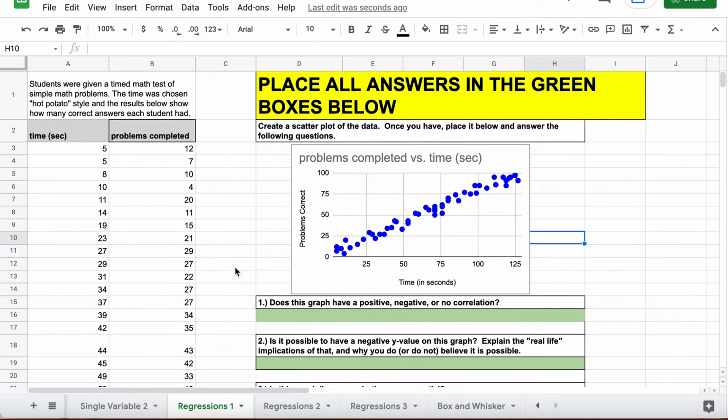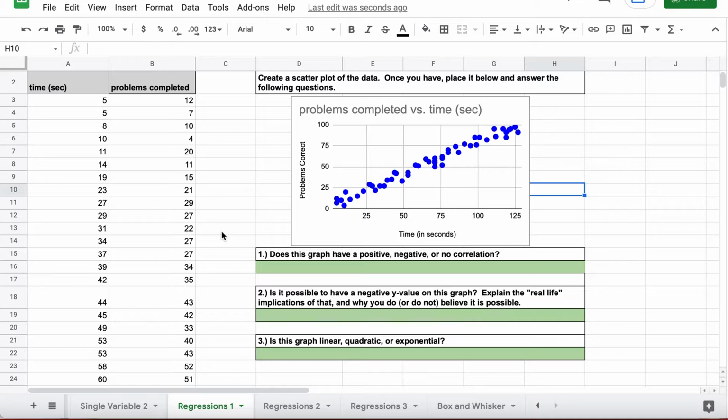The first question on each of yours is going to be about whether or not the graph is positive, negative, or it has no correlation. So in order for a graph to have a positive correlation, all that means is that as you go to the right, the graph goes up.